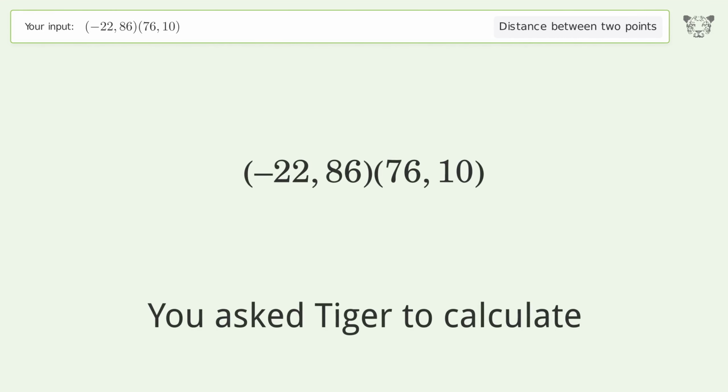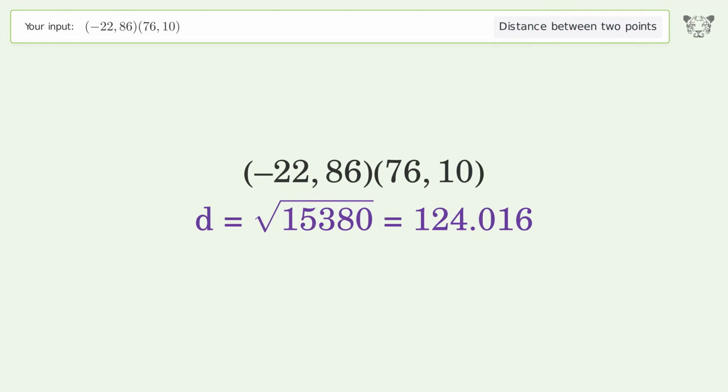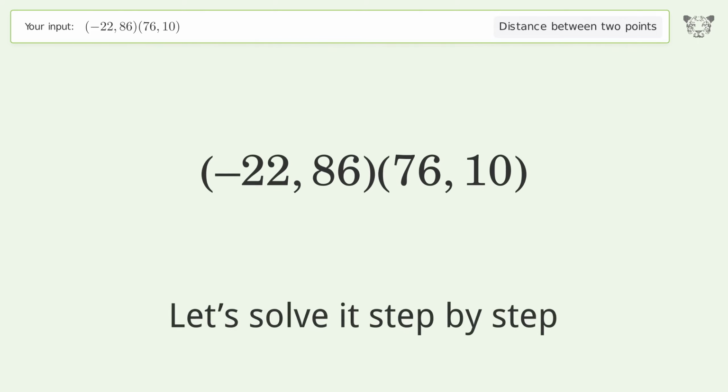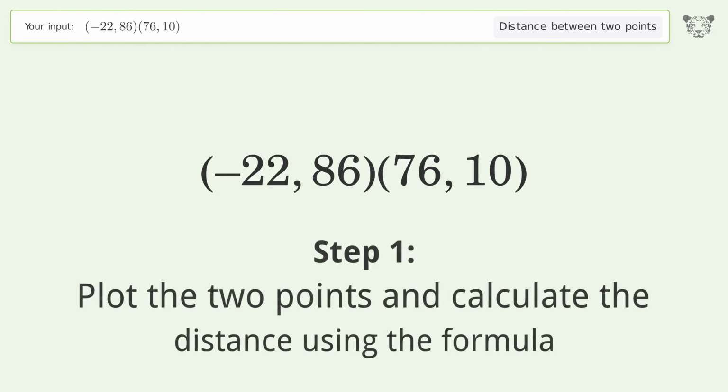You ask Tiger to calculate. This deals with the distance between 2 points. The distance between the 2 points is the square root of 15,380, or 124.016. Let's solve it step by step. Plot the 2 points and calculate the distance using the formula.